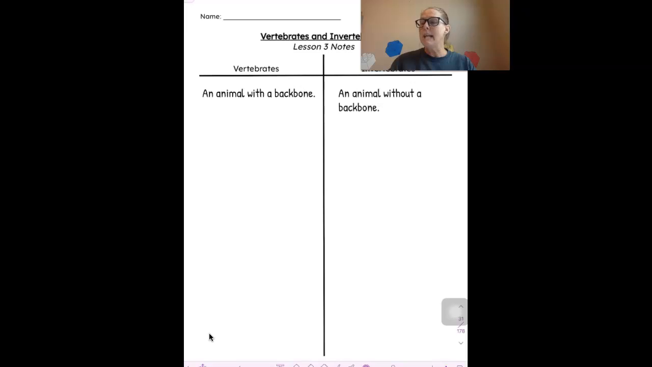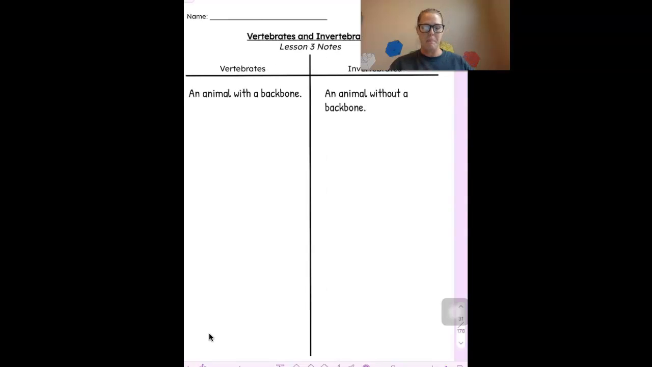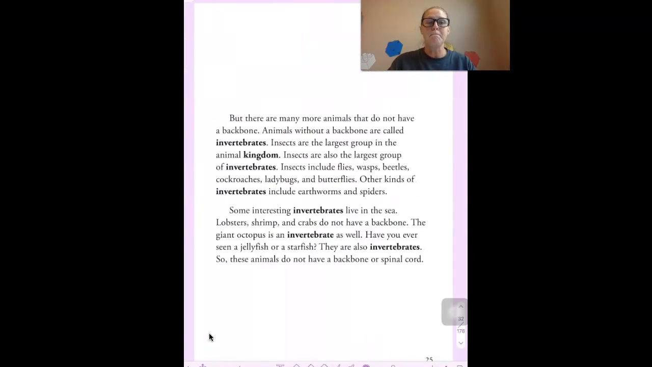Maybe some of you wrote down lizards, turtles, snakes, or huge sharks, goldfish, hummingbirds, eagles, apes, rhinos, horses, rabbits. They are all vertebrates and they all have a backbone. Let's move on. But there are many more animals that do not have a backbone. Animals without a backbone are called invertebrates. Say it with me. Invertebrates.